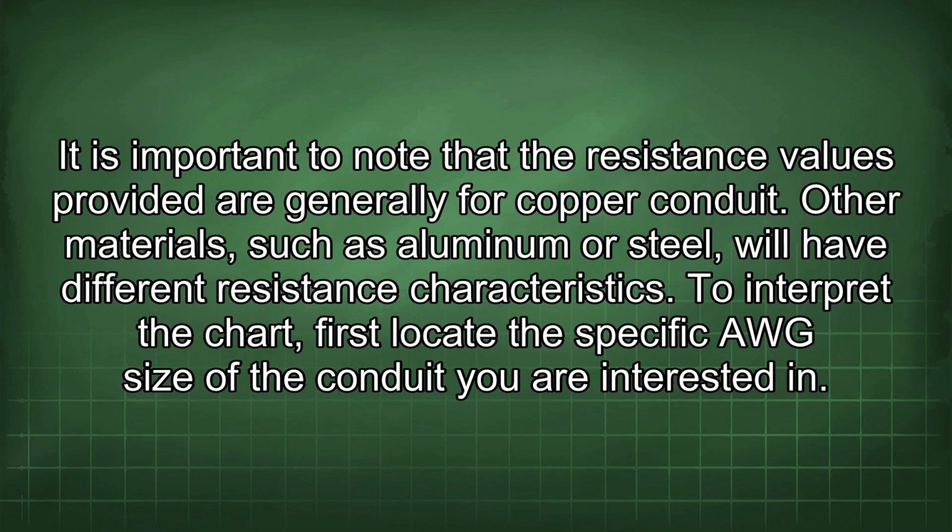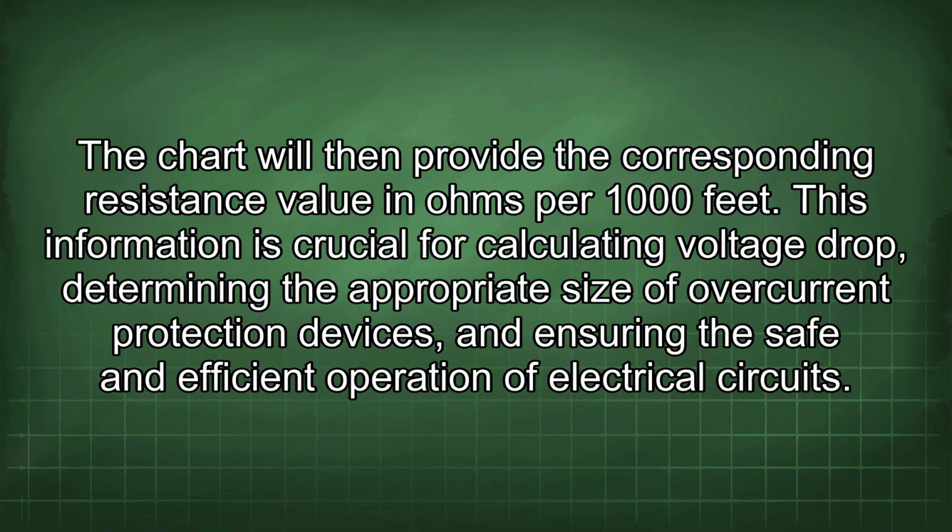To interpret the chart, first locate the specific AWG size of the conduit you are interested in. The chart will then provide the corresponding resistance value in ohms per 1,000 feet. This information is crucial for calculating voltage drop, determining the appropriate size of overcurrent protection devices, and ensuring the safe and efficient operation of electrical circuits.